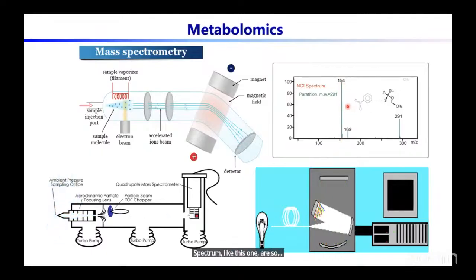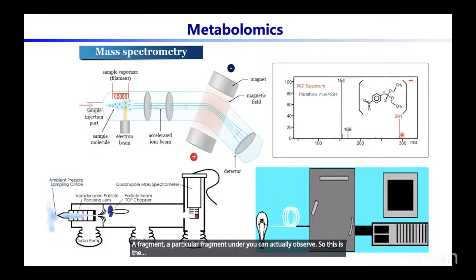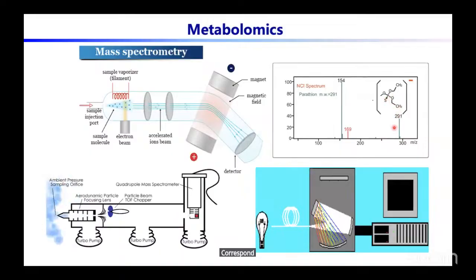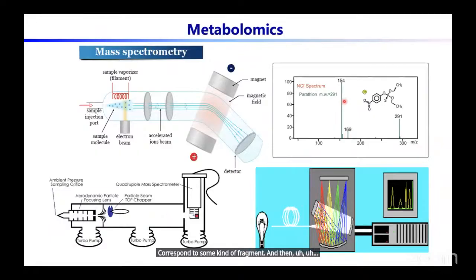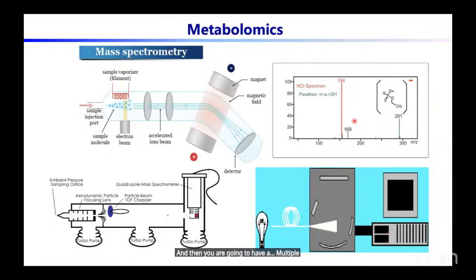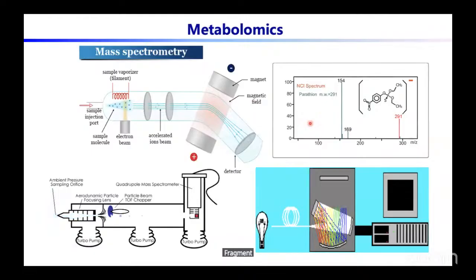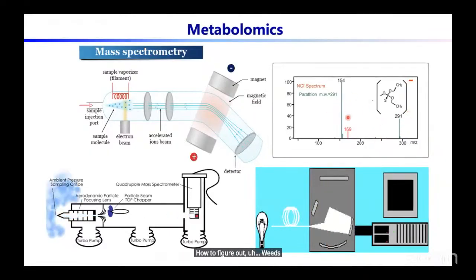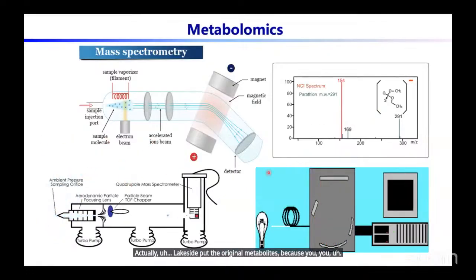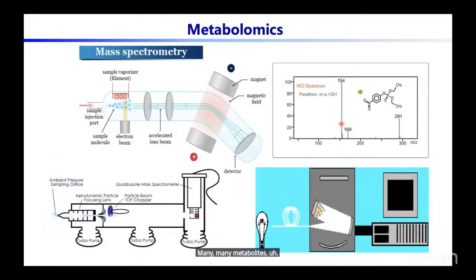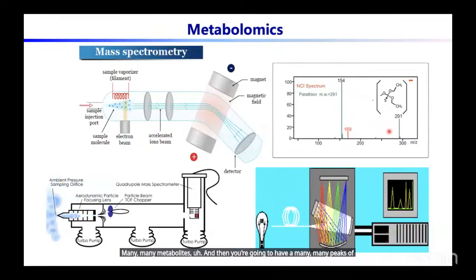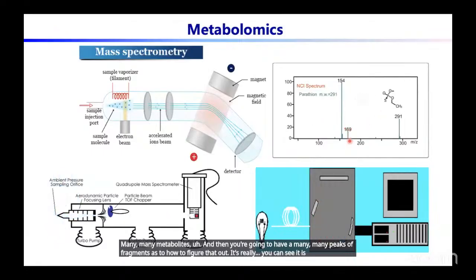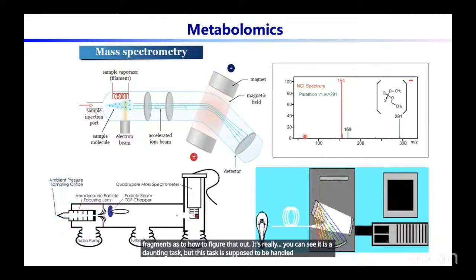So each peak corresponds to a particular fragment, and you can actually observe that. So this is the process. Obviously, a peak corresponds to some kind of fragment, and then you are going to have multiple peaks, each corresponding to a particular fragment. Now you can feel that there is this task of how to figure out which combination of which peaks actually makes up the original metabolites, because in a typical biosample you can have many metabolites and then you're going to have many peaks of fragments. How to figure that out is really a daunting task, but this task is supposed to be handled by metabolomics.